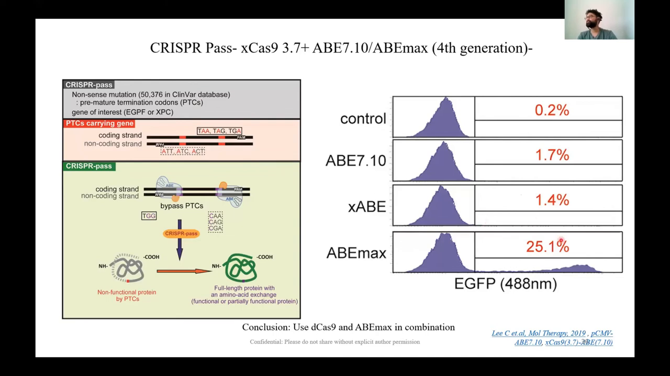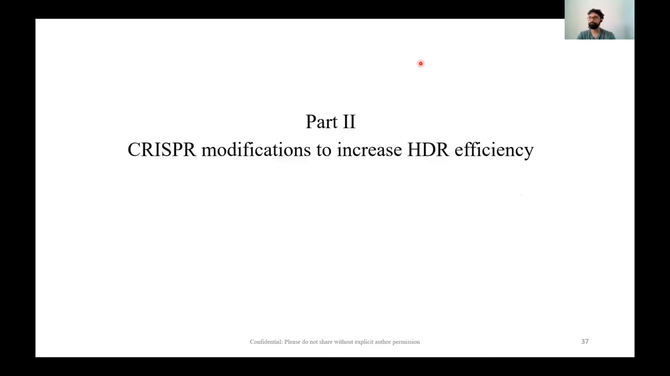And just to show that basically the efficiency per se, in terms of the reporter that the authors evaluated, increases up to 25%. So if you really want to use this version, I would recommend using this latest one with DCAS9 and ABE Max, which is the 4th generation version. Now, how do you increase your modifications? How do you basically increase your HDR efficiency with CRISPR modifications?